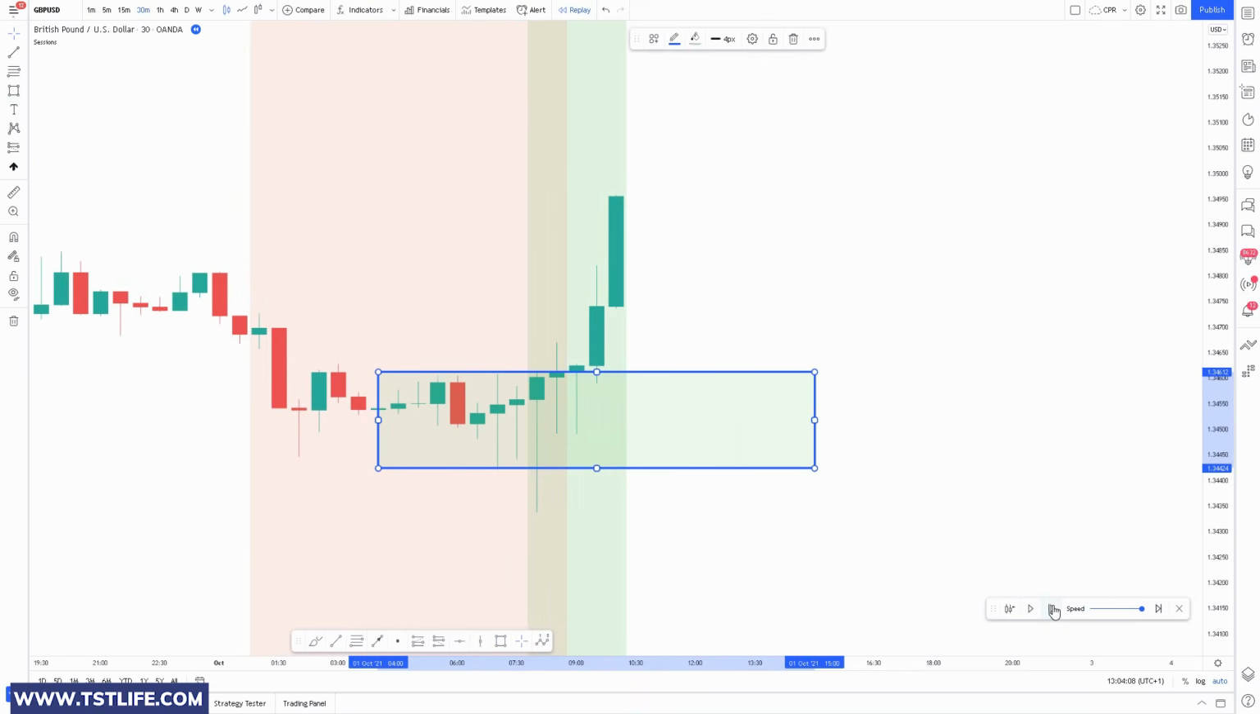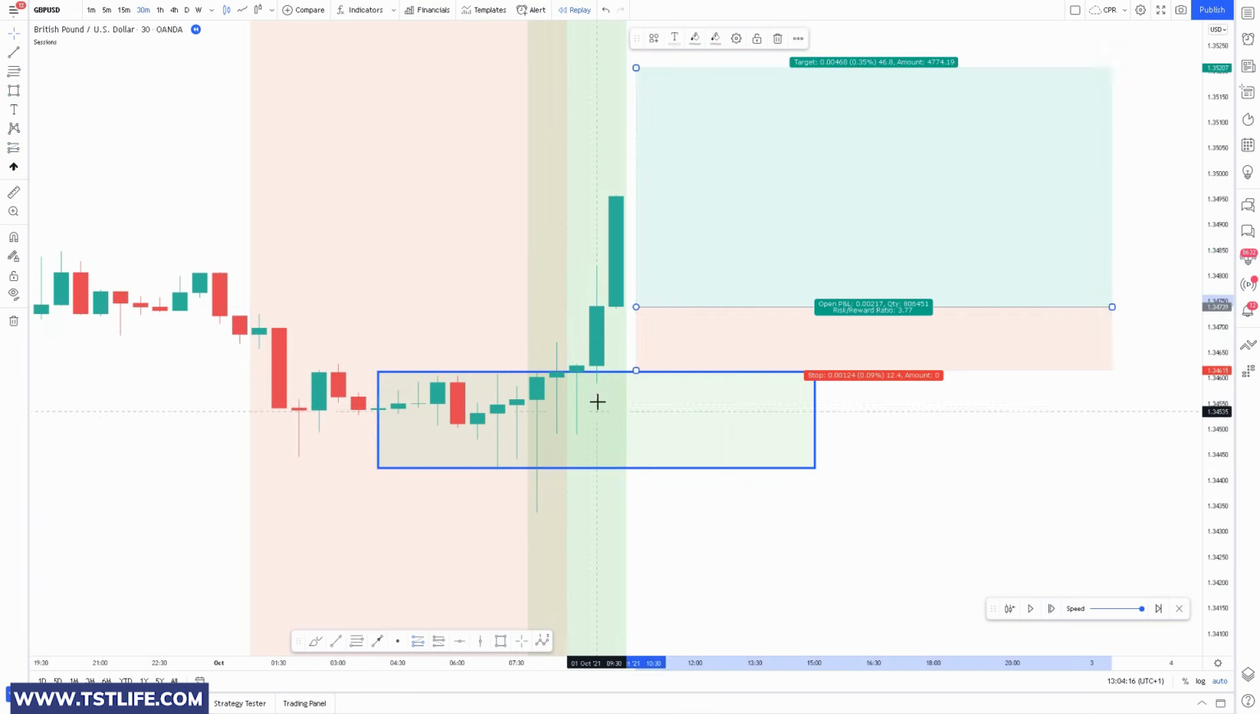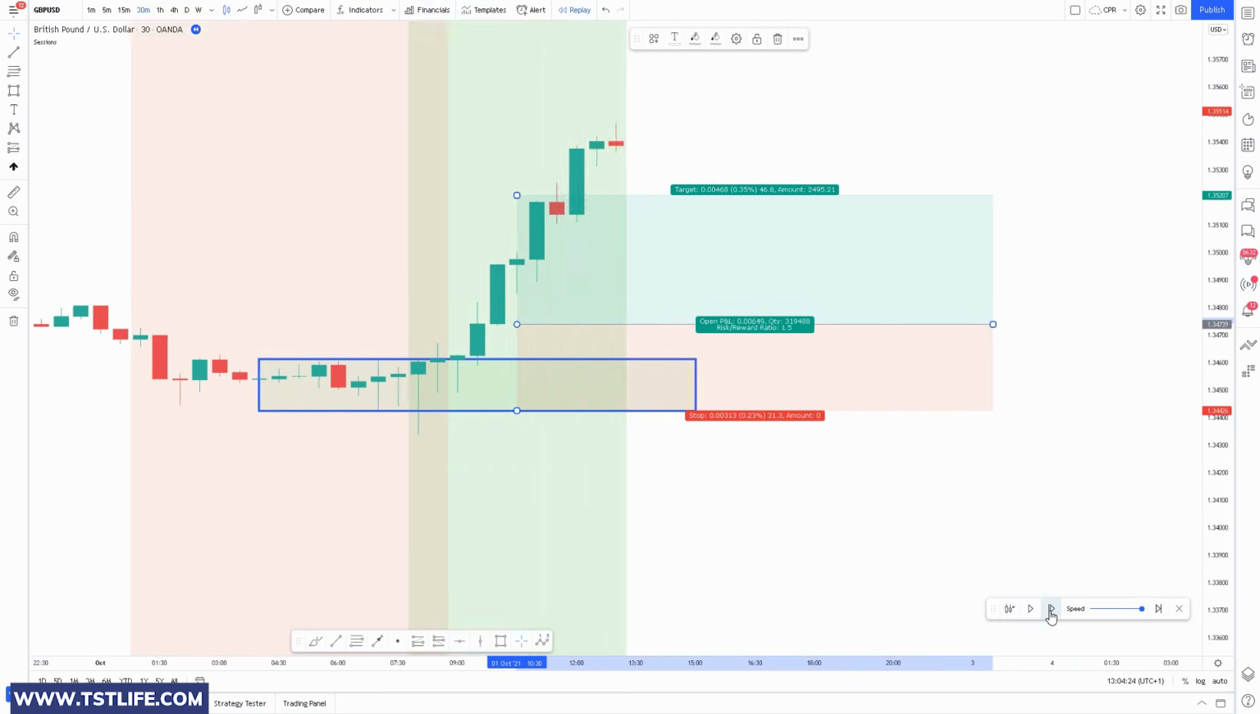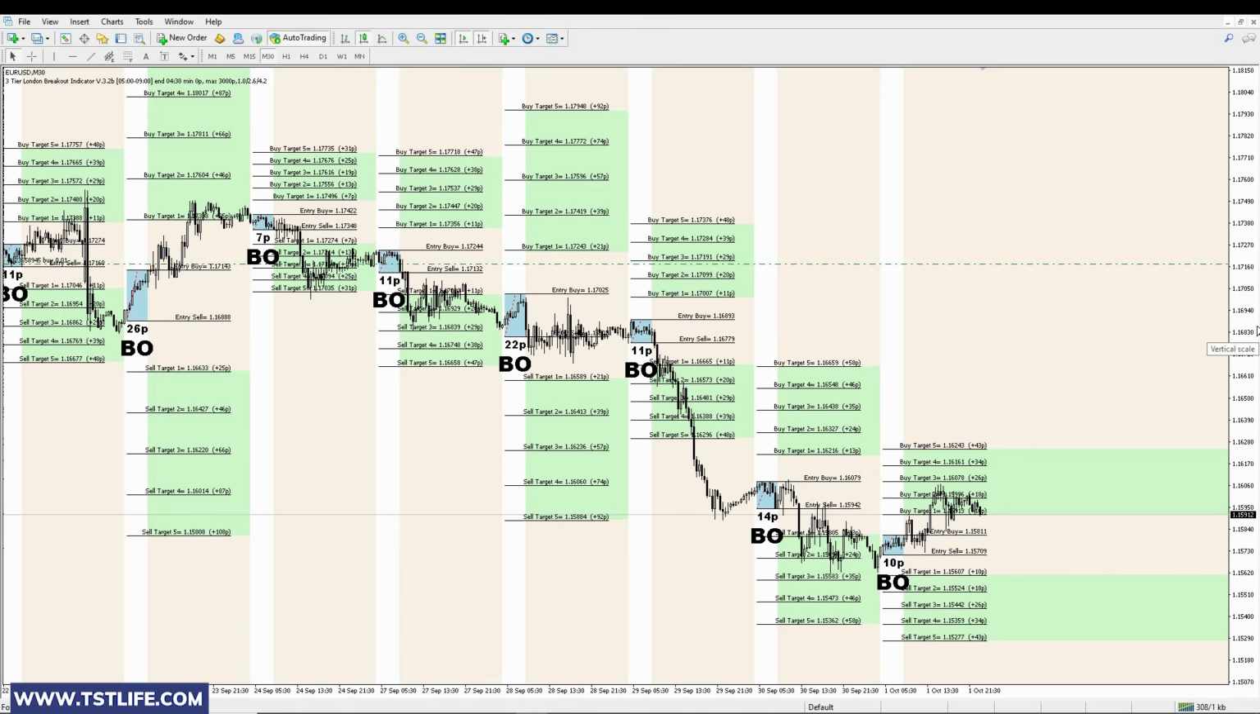It's clear that the price crossed above the price range and closed above it. This is going to be our entry signal, so we immediately go long. That's another successful trade. Alright, now it's time to backtest the strategy 100 times.